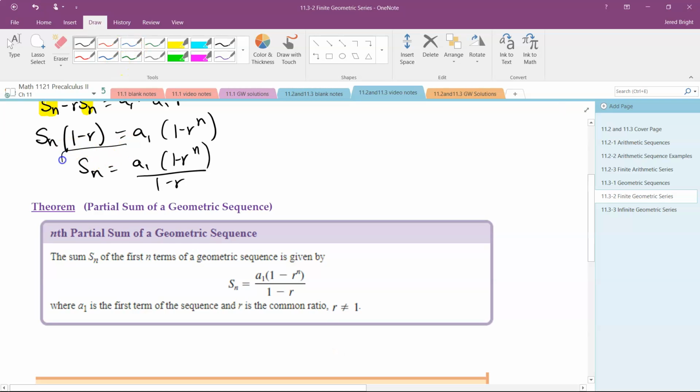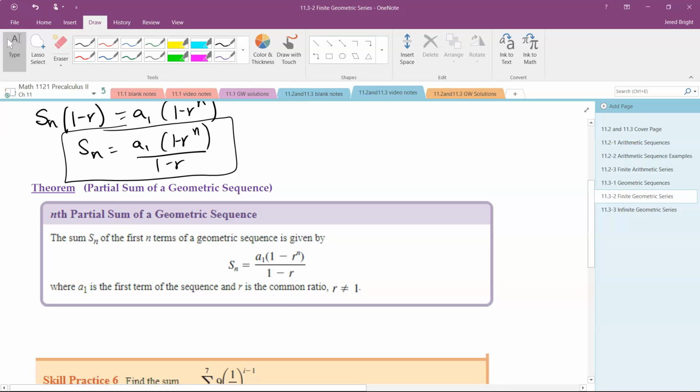If we're summing the first n terms of a geometric series, this is the formula we can use. Take the first term, multiply by 1 minus r to the n over 1 minus r. This is super nice because you only need to know three things, which are relatively easy to find. You need to know the first term, the common ratio, and the number of terms you're adding. That's all you need to know. You don't need to know the nth term.